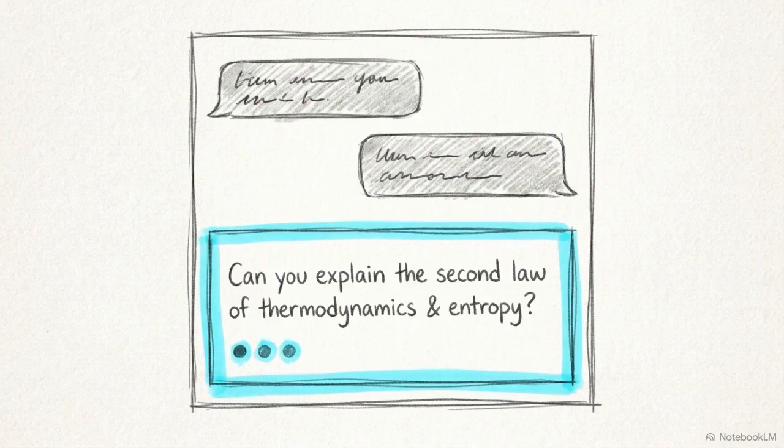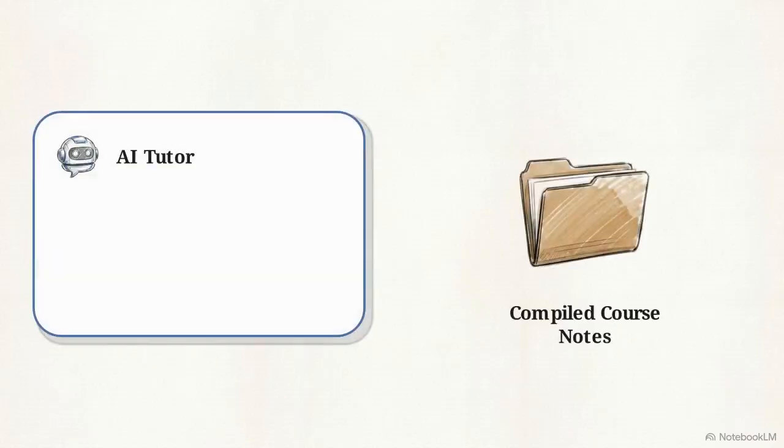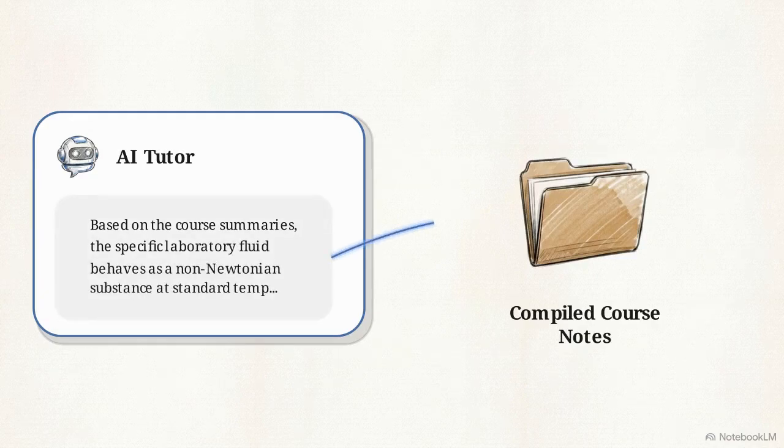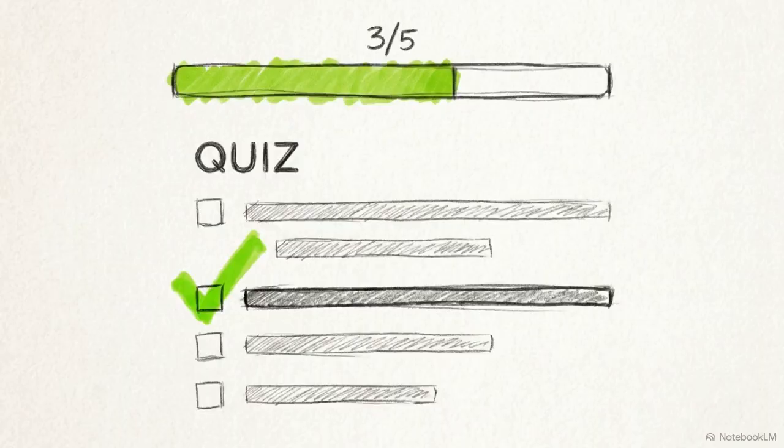Open a chat with the AI tutor. Ask it a specific, high-level question about your own material. Watch how it pulls answers directly from the summaries and notes you compiled earlier, verifying its contextual grounding. Instruct the tutor to quiz you. Purposefully complete the quiz, answering questions across different difficulty levels to generate realistic engagement metrics in the system.